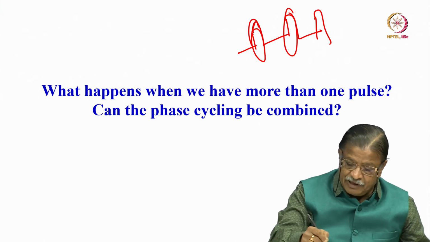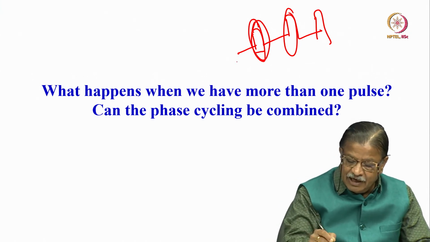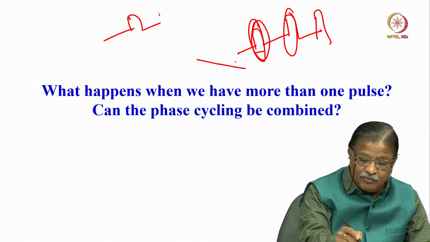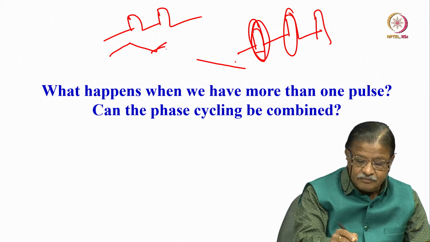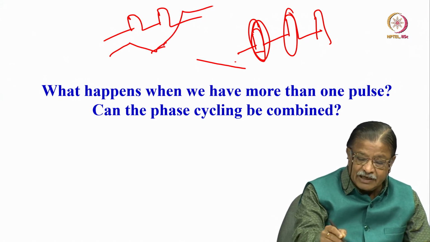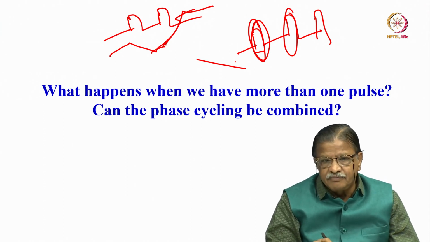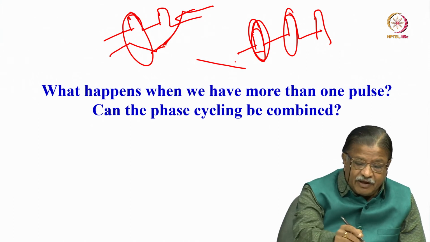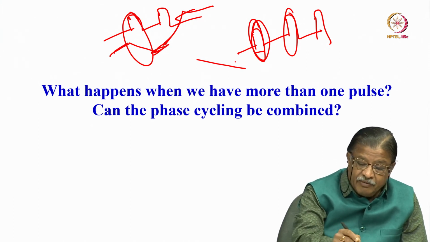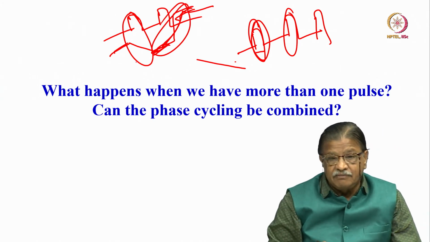If I choose a phase cycling, let us say from here to here, I will put 2 pulses like this. Here to here, I will select one pathway. Then here to here, I may select another pathway. I can select different pathways. Then I need a phase cycling to select this particular pathway from here to here. From here to here, I have to select another particular pathway.